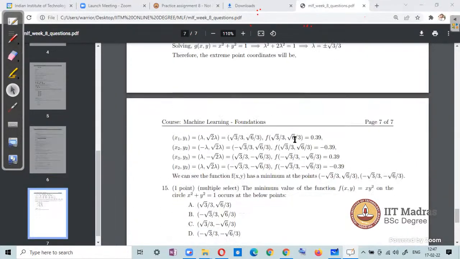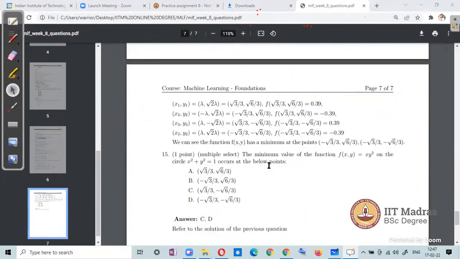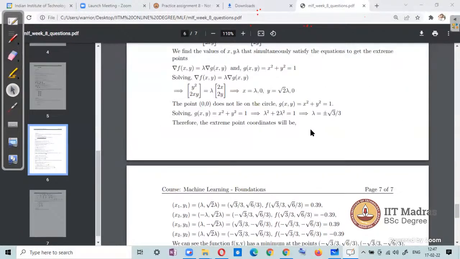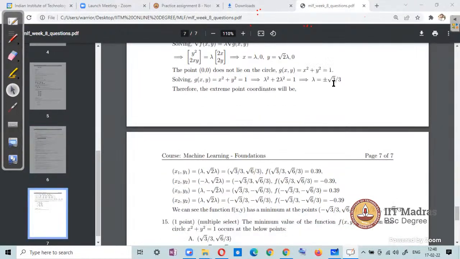So I think we are done with these questions. The minimum value of the function f(x,y) equals xy square on the circle x square plus y square equal to 1 occurs at which point. When we solve this question, we will get different values of lambda, and by changing that lambda value we will get different sets of x and y. So we'll check all the critical points. All of these are just critical points. We can't say whether it's a minimum point or a maximum point. It's a critical point, and we have to check on all the critical points.